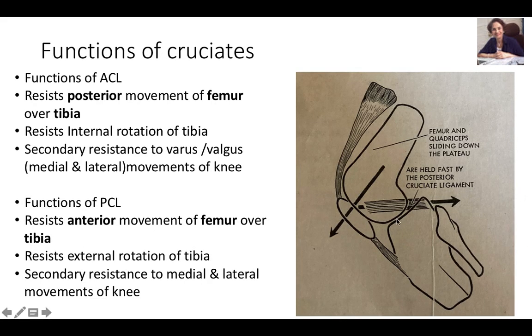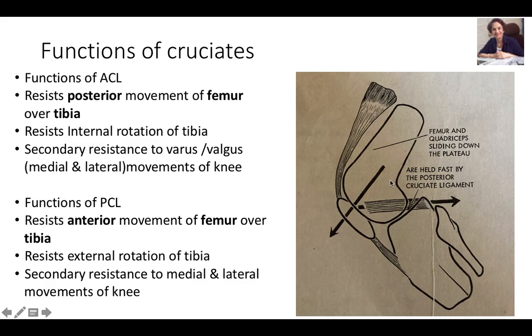So now this diagram will explain. Now this is the posterior cruciate ligament coming from the posterior side of the tibia but going to the anterior side of the femur. Now the knee is flexed and we will suppose that this is weight bearing. So what will happen is that the femur in this position can easily slide off in this direction anteriorly from the tibia, but it is prevented because of the posterior cruciate ligament. And the anterior cruciate ligament will do exactly the opposite.